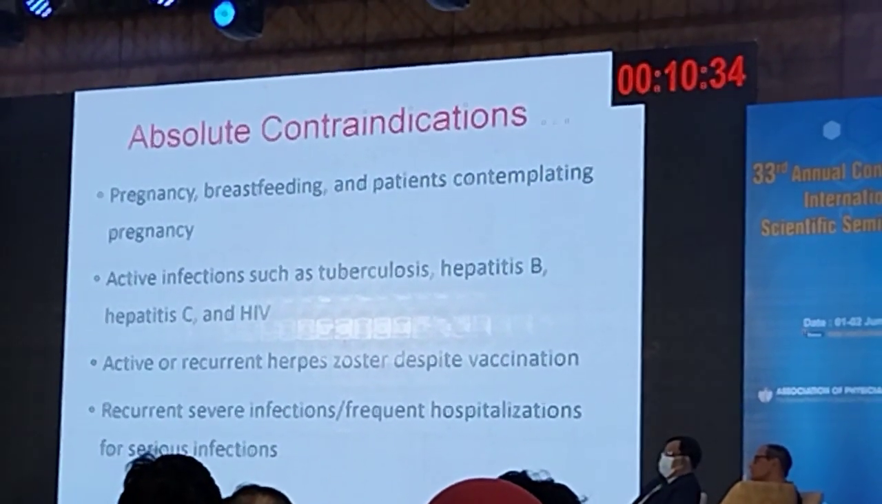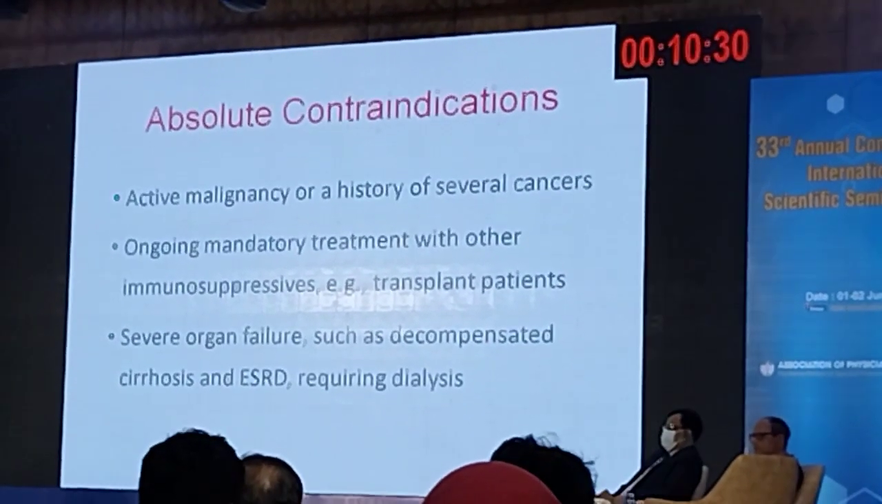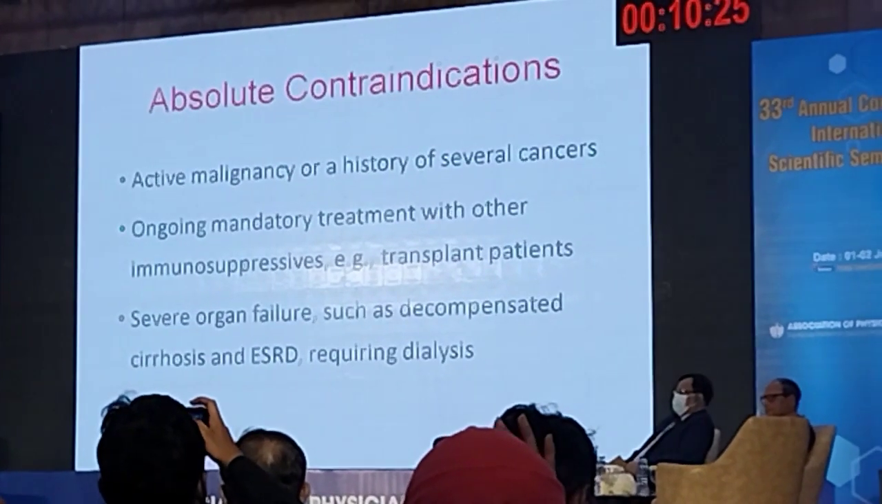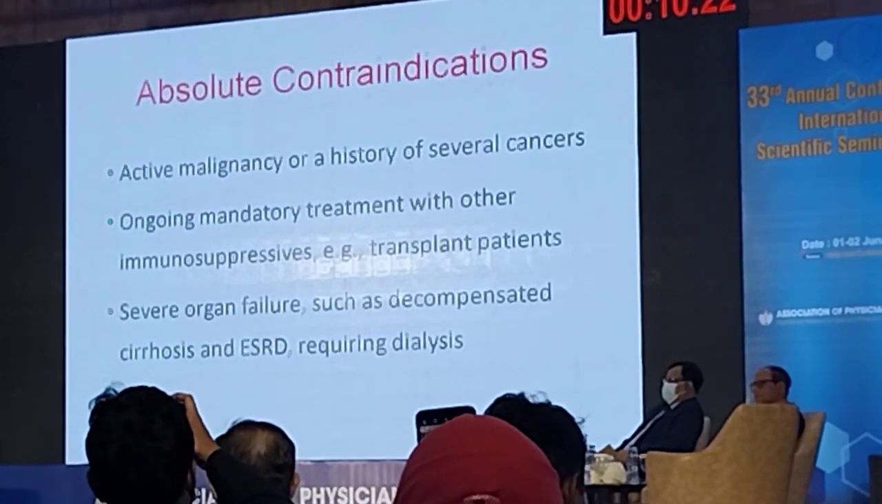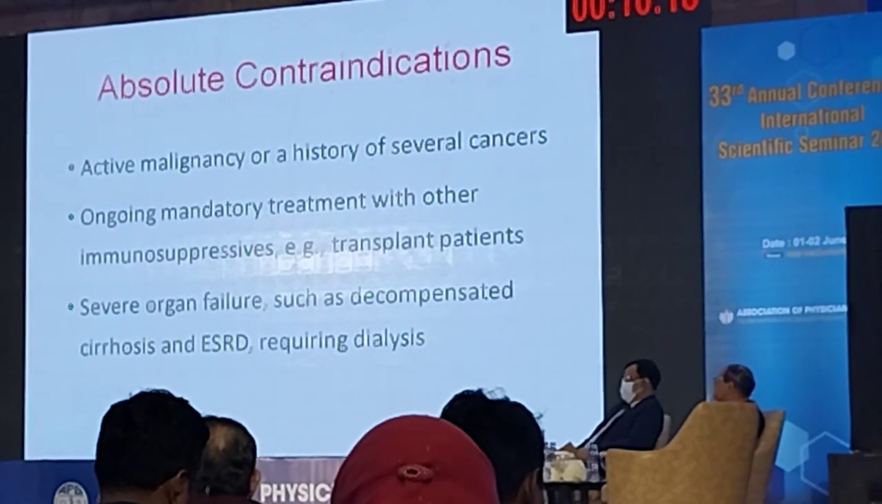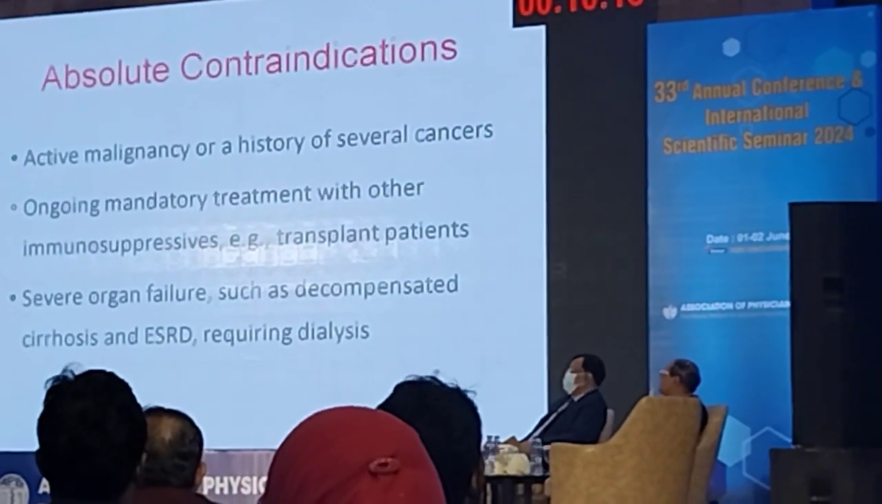These are absolute contraindications. Active malignancy or a history of multiple cancers in the past. Ongoing mandatory treatment with other immunosuppressives, because true immunosuppressives can cause further immunosuppression, a dangerous effect, like in transplant patients. Severe organ failure such as decompensated cirrhosis and end-stage renal disease requiring dialysis.